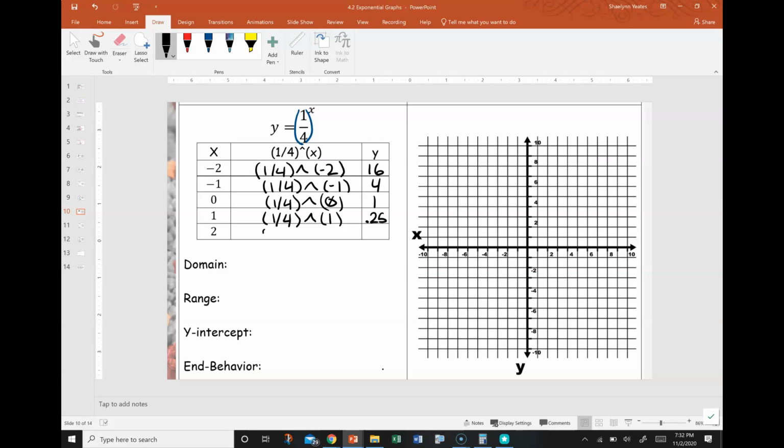All right, and then we get 1/4 to the second, and we get 0.0625. That's a really tiny number. All right, so for the second, we go up to 16. Okay, can't graph that. So at the first, we go up to 4. Beautiful. At 0, we're at 1. At 1, we're at 0.25. And at 2, we're really close to 0, but we haven't quite reached it.